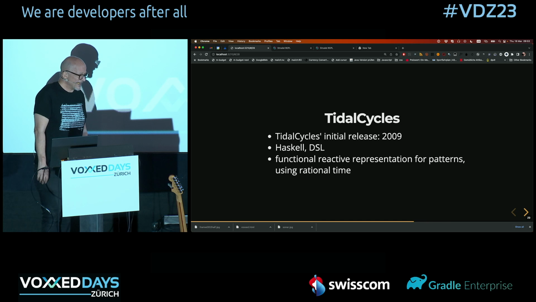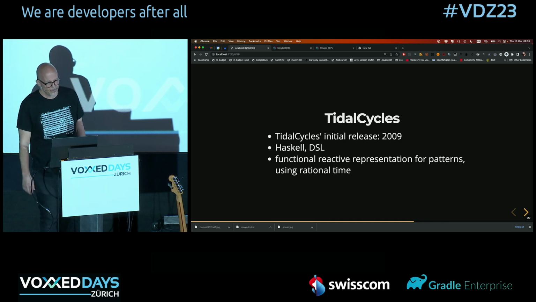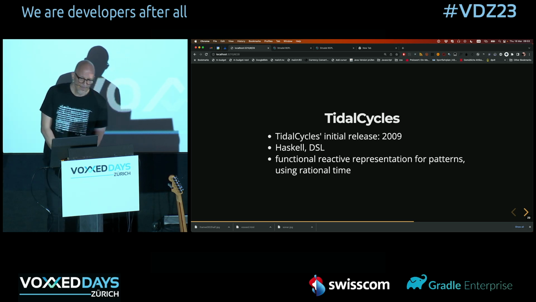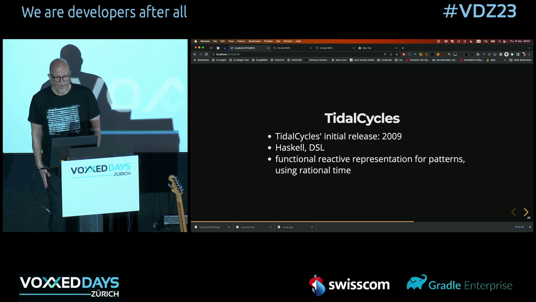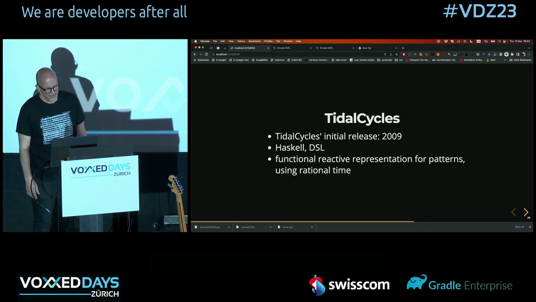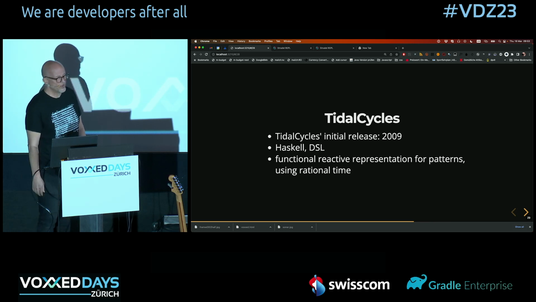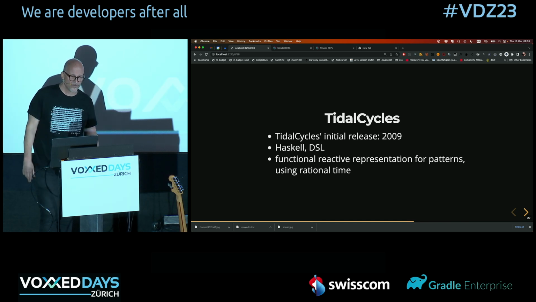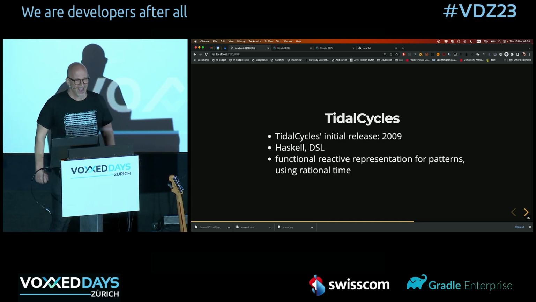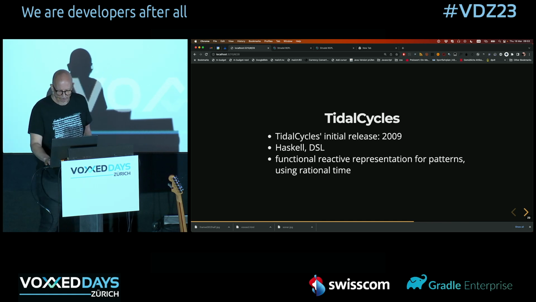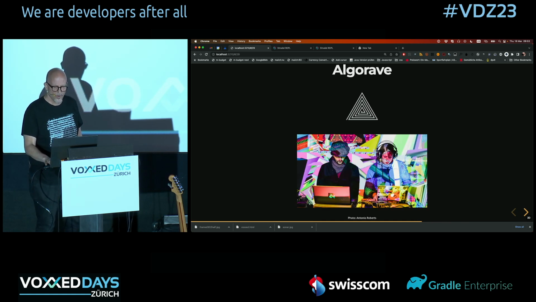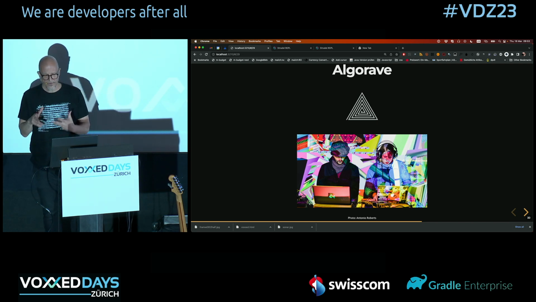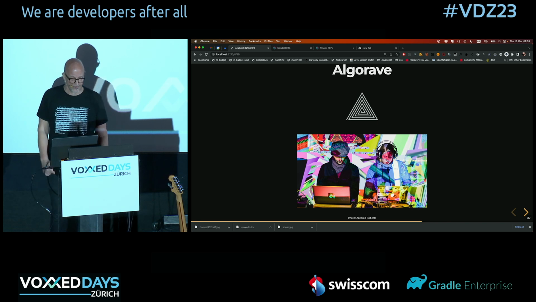A few words about Tidal Cycles. The first release was in 2009. It's written in Haskell, and it's a DSL. And it's a functional reactive representation for patterns using rational time. So what this DJ is doing is actually writing patterns, and these patterns are going to be fed to the Tidal engine, which will trigger a synthesizer.